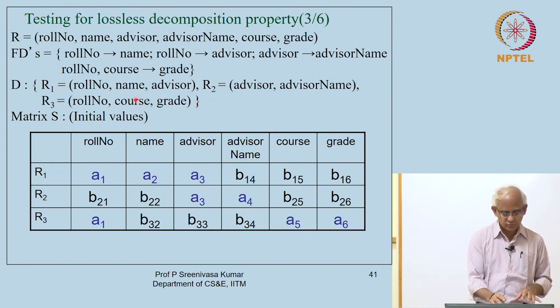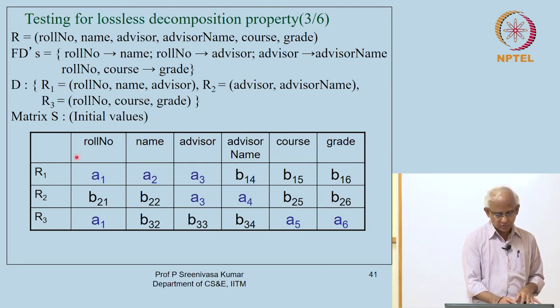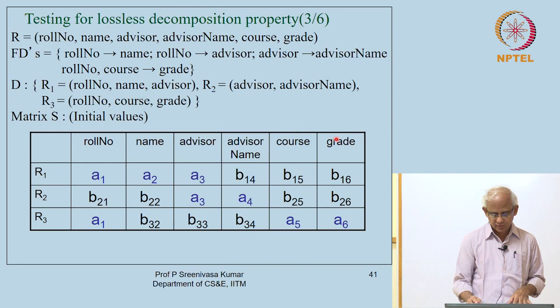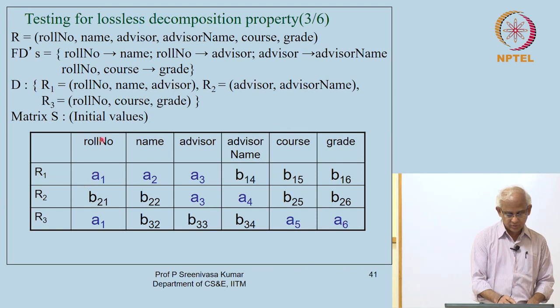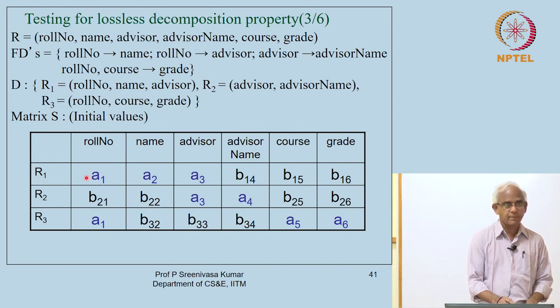Now, let us just use this to illustrate this algorithm. The algorithm has this matrix where all the original attributes are there as columns, and then R1, R2, R3 are the rows here. Initially, we will fill it up with all B symbols, B14, B15, B16 like that. But then if some attribute is present in a particular relation, we make that into an A symbol. That is what initialization we did.